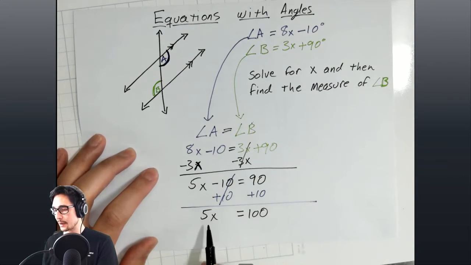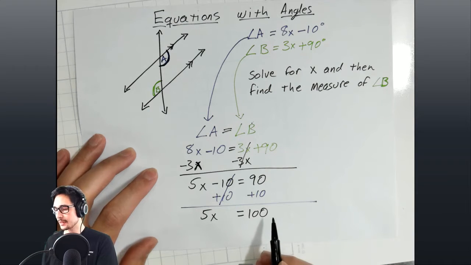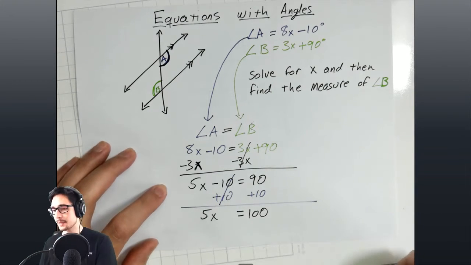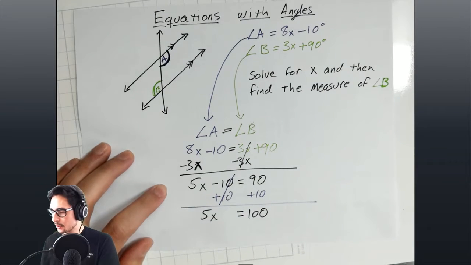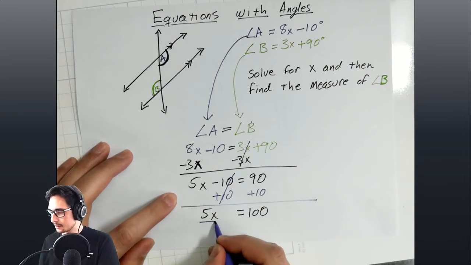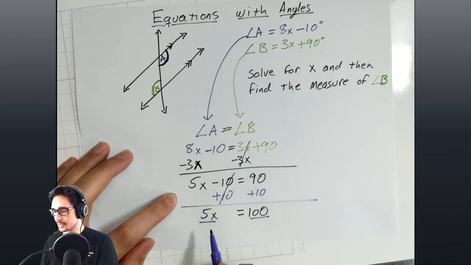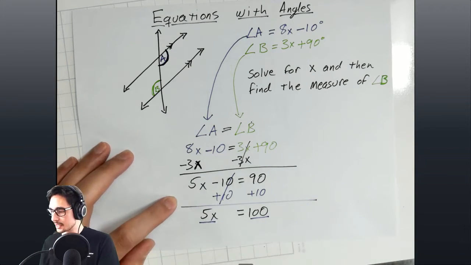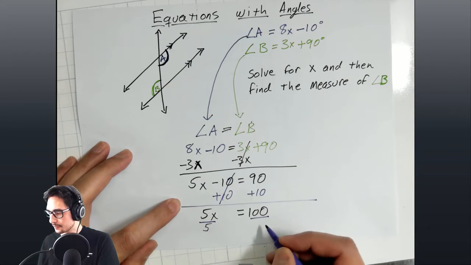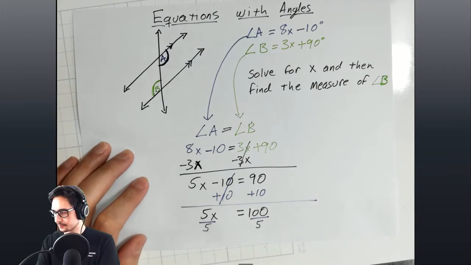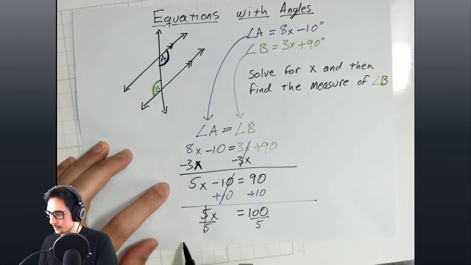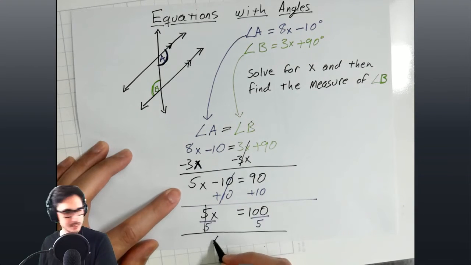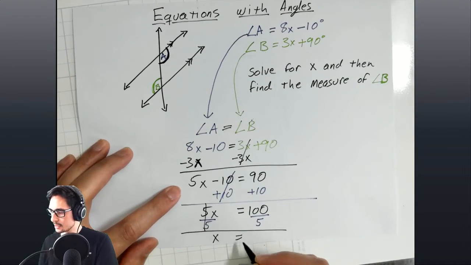So this question is now asking 5 times what equals 100. We know that's going to be 20, right? But just to show all the work, let's divide both sides. The reason we're dividing is because this is 5 times x, and we have to use the inverse of multiplication, which is division. So I'm going to divide both sides by 5. 5's cancel, and I'm left with x equals 100 divided by 5, which is 20.